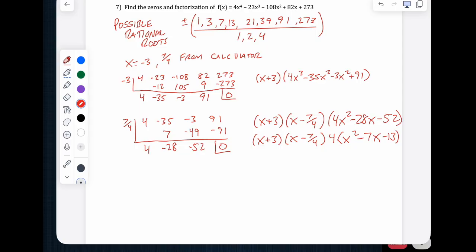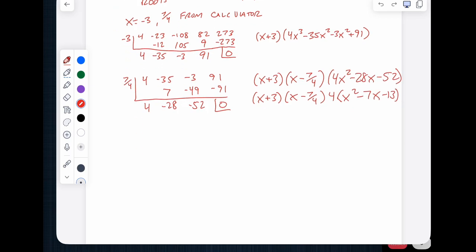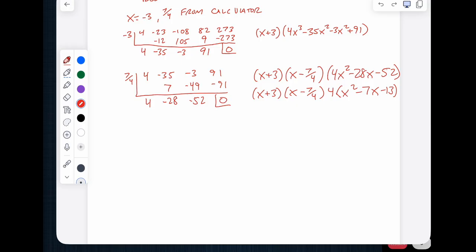Do I have all the zeros in the problem right now? I don't. Can you factor this? X squared minus 7x minus 13? No, there's no numbers that multiply to negative 13 and add to 7. So that means I have to do quadratic formula. Okay? So I'm not done with the factorization, but I'm going to do quadratic formula to find the zeros of this part. And I'll write down the quadratic formula for you.